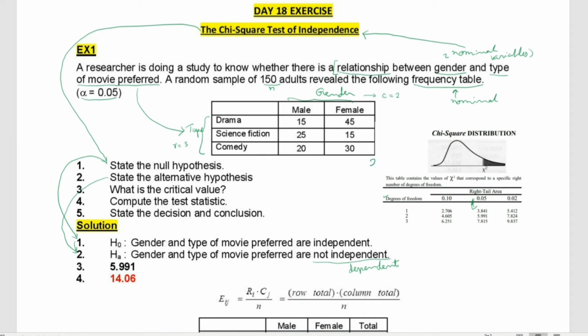So degrees of freedom is r minus 1 times c minus 1. R minus 1 is 2, c minus 1 is 1, so 2. Row 2, you get 5.991, always positive. On the right of 5.991 is the rejection region, and on the left of 5.991 is the non-rejection region. So the critical value is 5.991. Always positive. The rejection region is always on the right.